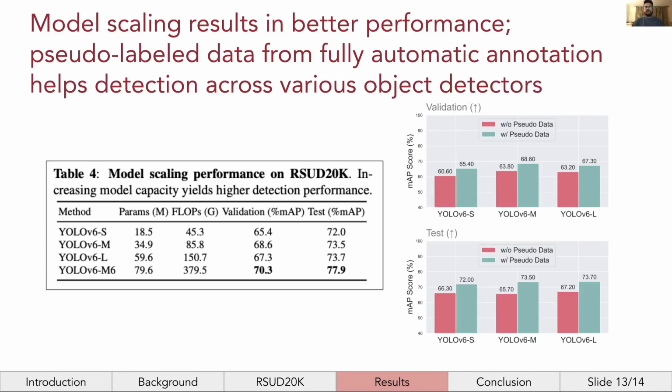On the right, we show two plots showing that pseudo-labeled data from the fully automatic annotation stage helps detection across various object detectors. This is true for both the validation and test sets.